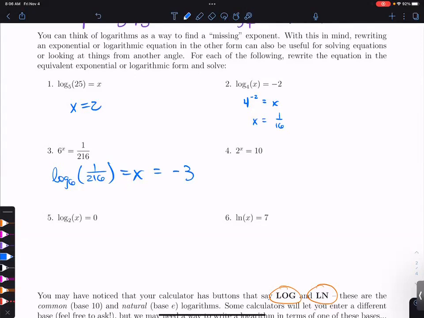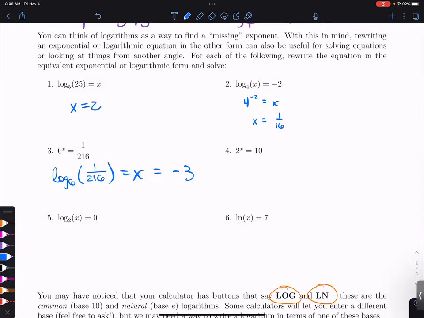Yeah, so either the change of base thing, the log of the thing you wanted the log of, 1/216, divided by the log of 6, we do it using just the log button on your calculator. Or if you go to that math menu and see the log base command, you can do it that way. I can show you if you want in a bit here.